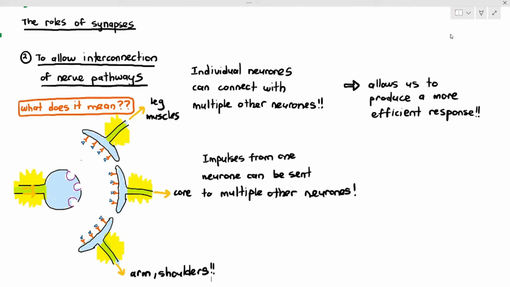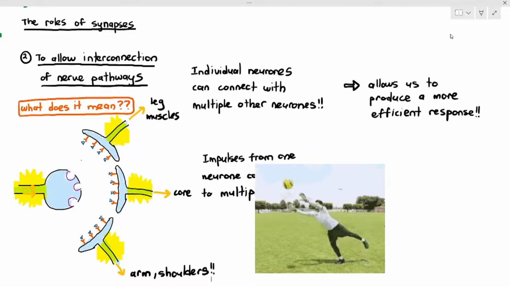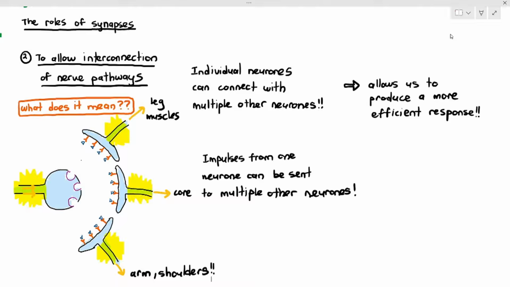So when you produce a response, your response is not robotic. Your response is very fluid. Every part of the body can respond at the same time to catch the ball in a very fluid and extremely efficient manner. This is what is meant by the interconnection of nerve pathways. Interconnection of nerve pathways just means that when the impulse reaches the end of the presynaptic neuron, it can send the information to multiple other neurons at the same time. And those multiple other neurons can send information to different effectors simultaneously. This allows us to produce a very efficient and non-robotic response.